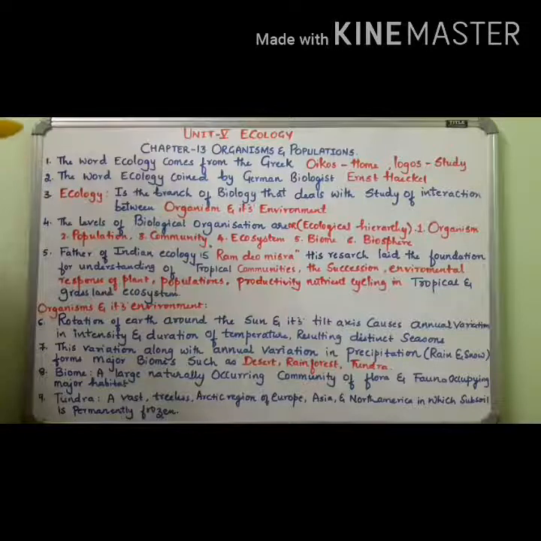For example, grass is eaten by grasshopper, grasshopper is eaten by frog, frog is eaten by snake, snake is eaten by eagle. So this is the example for community.